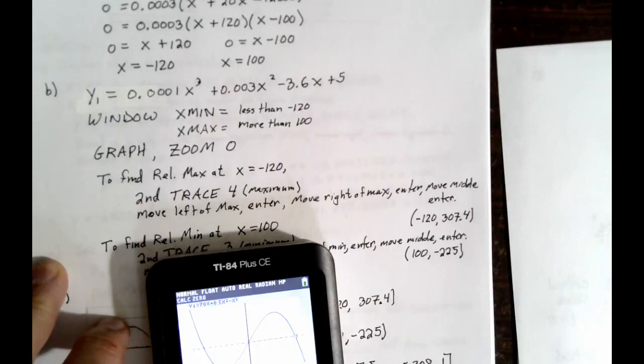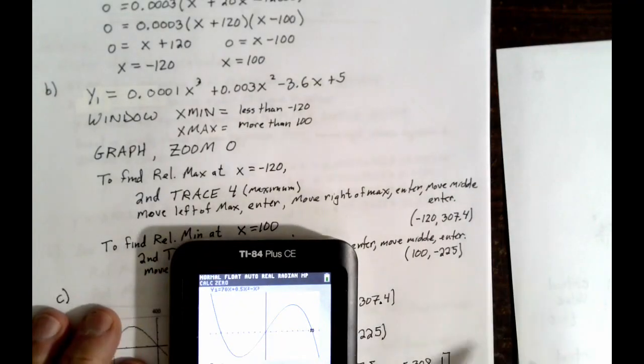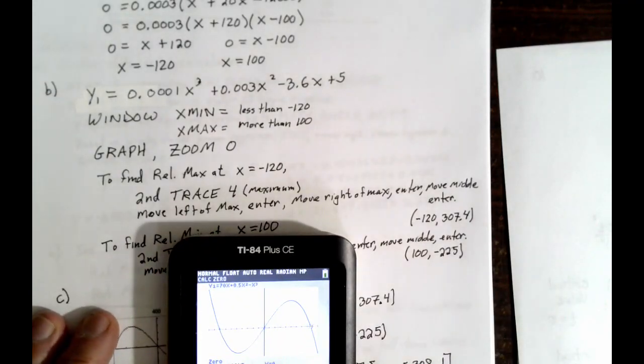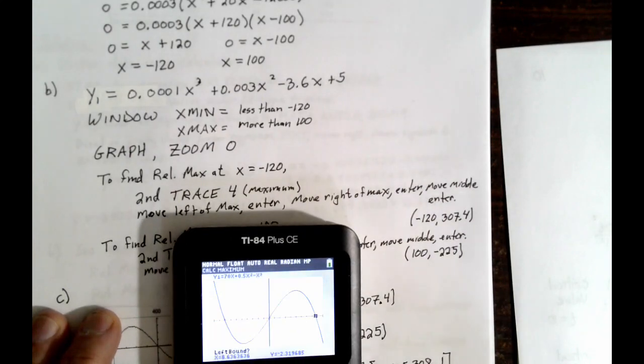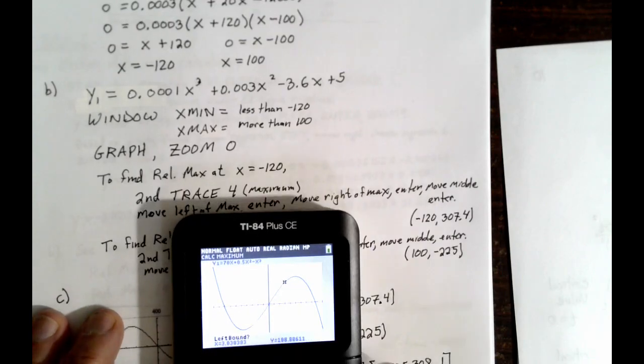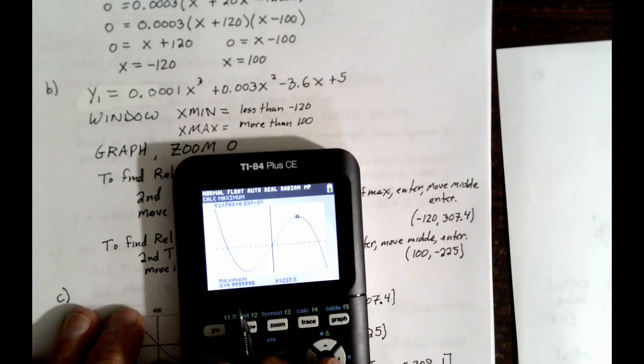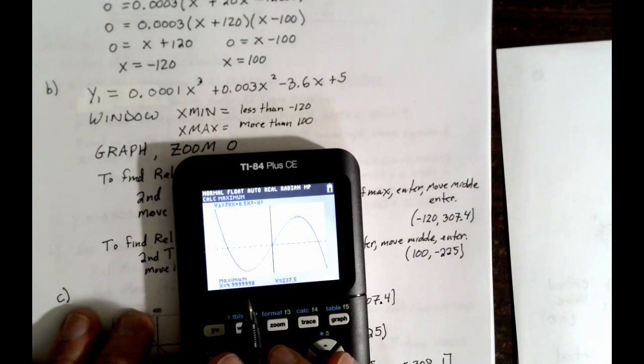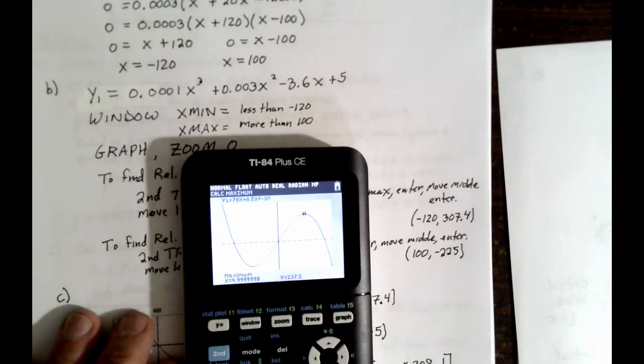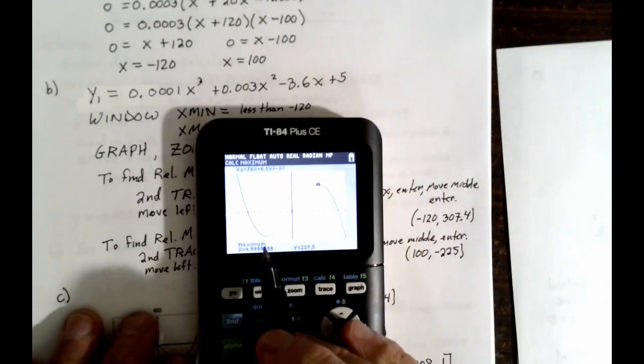Okay, let me show you how that's done. If you want to find a relative max, like for this one, you hit second trace 4. Second trace 4, and you move to the left of your highest point, right there, enter, then move to the right of the highest point, enter, and then move back to the point itself and hit enter. And that will give you that maximum there. Now the fact that you get 4.9999998, that's really just 5. And you get 237.5.